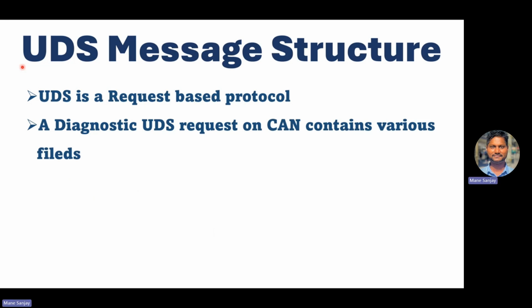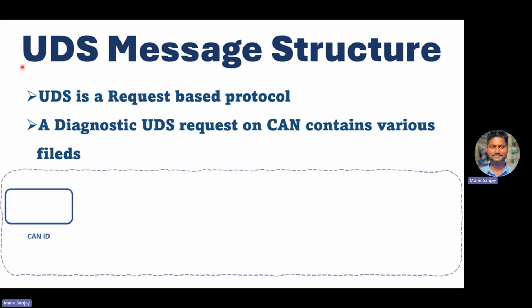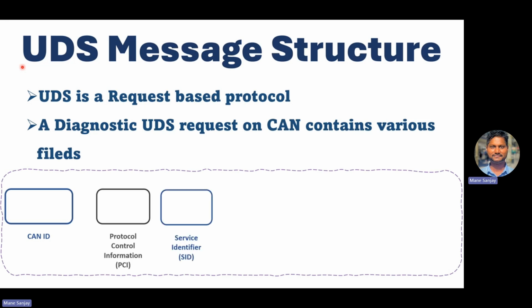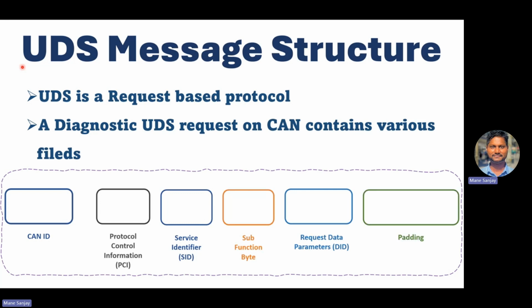So let's see in more detail how it looks. The first is a CAN identifier, followed by the protocol control information PCI field, followed by the service identifier, followed by the subfunction byte, then the request data parameter. That is the DID actually, where you request different parameters with the help of the data identifiers. And the last field is a padding field. This is how it looks.